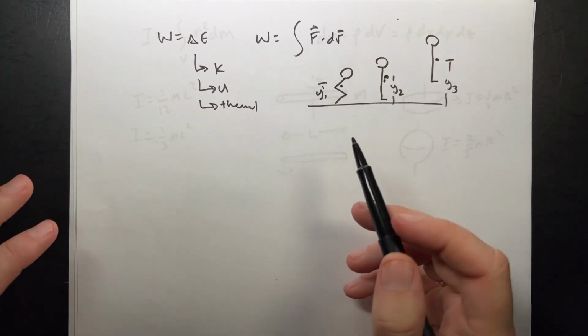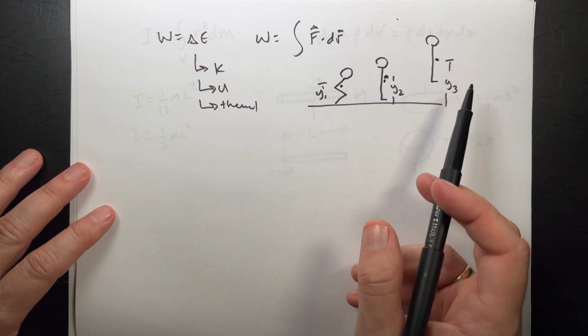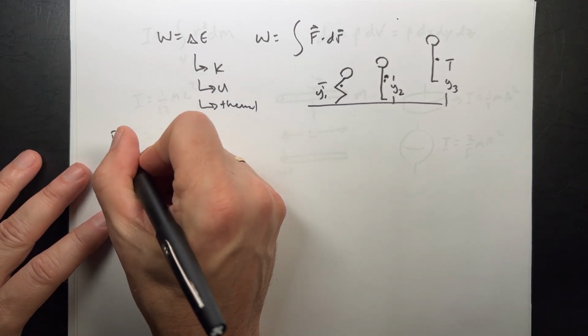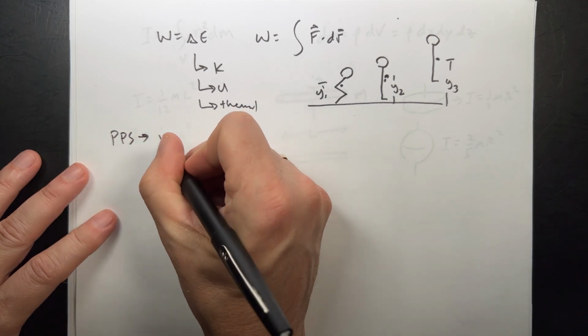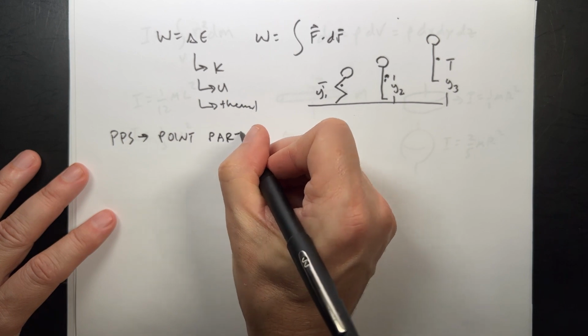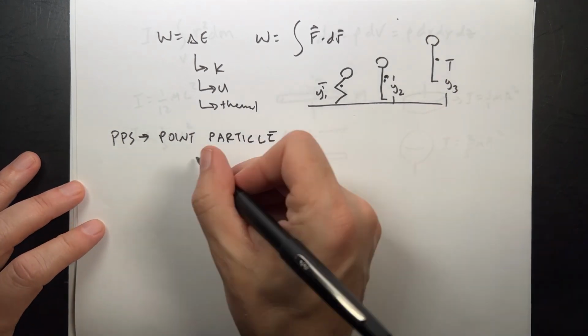If you consider the work-energy principle, we can actually look at this in terms of a real and a point particle system. So I'll call this PPS, point particle system. And then we have the real system, which I'll put over here.